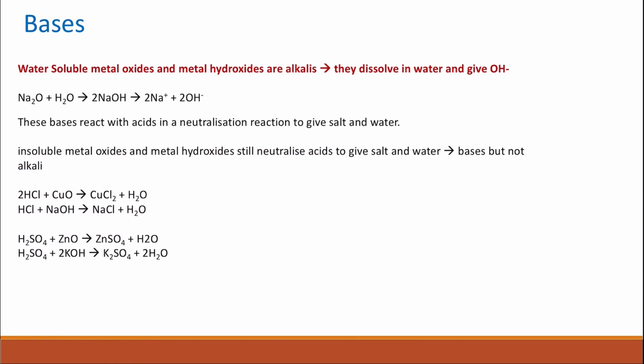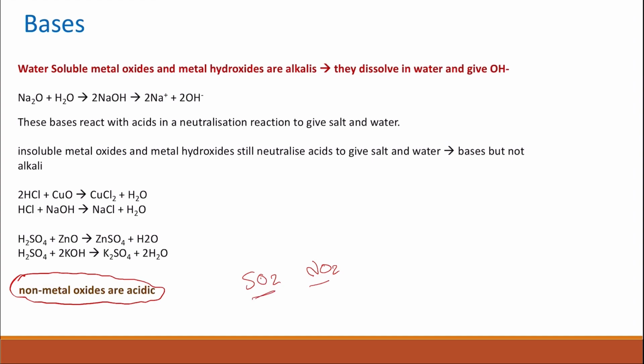Another important thing you need to know is that non-metal oxides are acidic. So what are the non-metal oxides? Non-metal oxides, something like sulfur dioxide or nitrogen oxide. These are acidic and these are not basic like the metal oxides. So metal oxides are basic, but non-metal oxides are acidic. The main reason for that is when they dissolve in water, they give you acids.